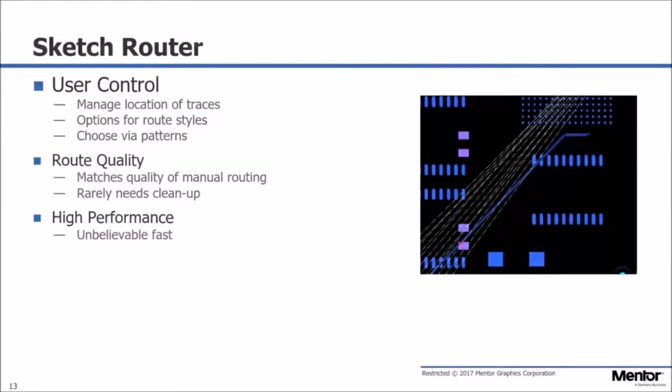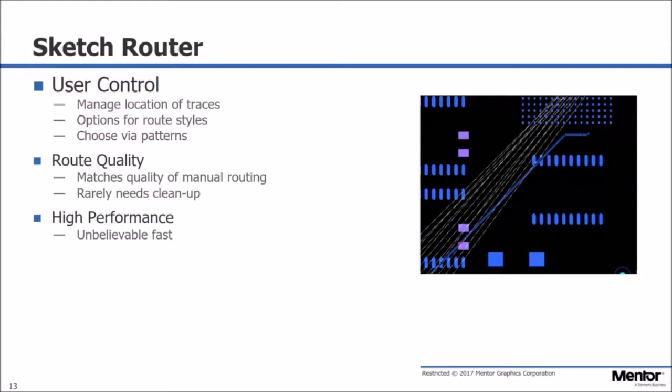Okay, so a very big enhancement that has happened just a few releases ago is the sketch router. And the sketch router really delivers a lot of power and accessibility to all of the PCB designers that use it. It allows us to manage all the locations of traces and select which traces we want to route with the sketch router. If you've never seen the sketch router, what it really does is it allows you to grab a group of nets, essentially, and draw a sketch path for those group of nets.